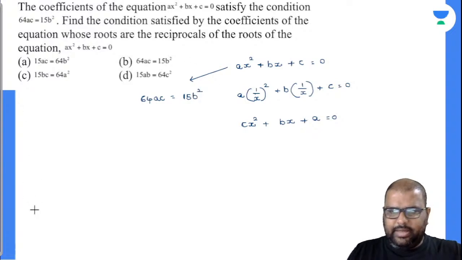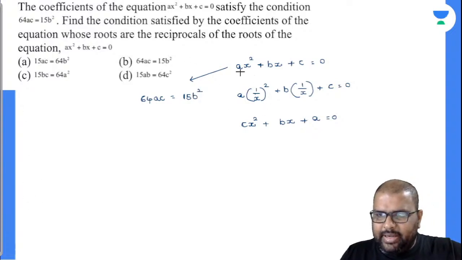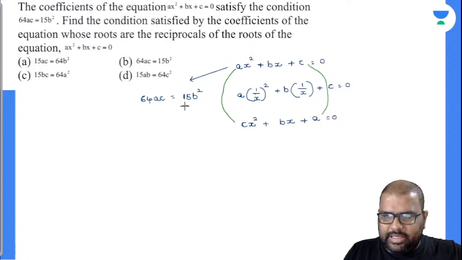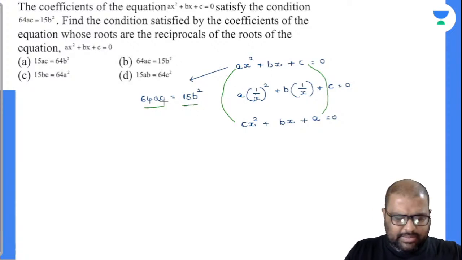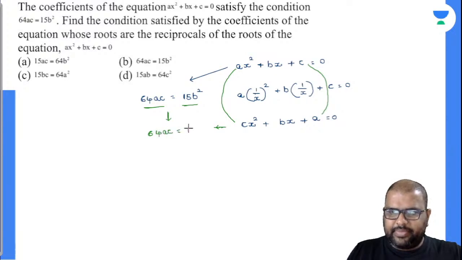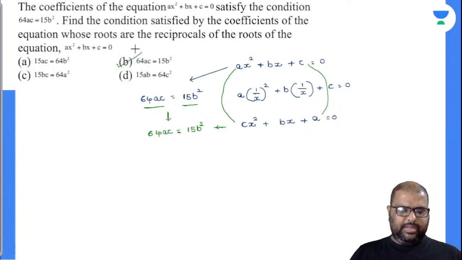Now listen carefully, beta, right? For this, in the place of A, C became, see here, A became C and C became A. Is there any change of B? No. So B will be the same, and this will be A and C, meaning the product will be the same, right? So the same equation will be satisfied for reciprocal also. 64 AC is nothing but equal to 15B square. I hope you got my point there. And my option B will be getting satisfied there.